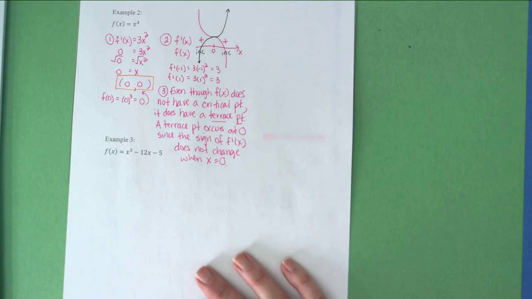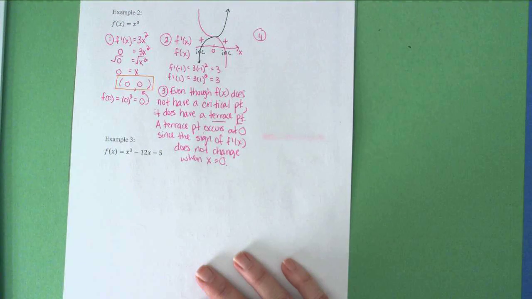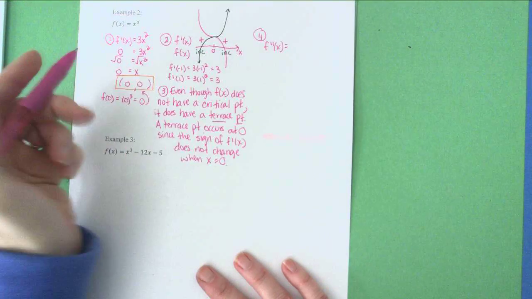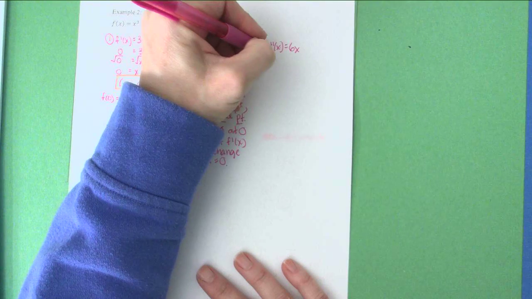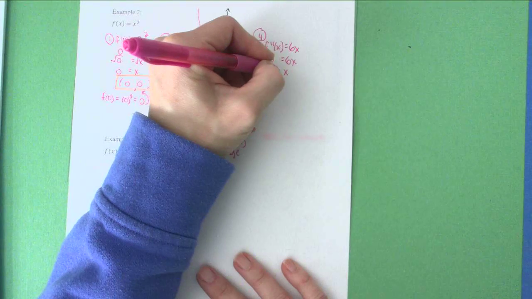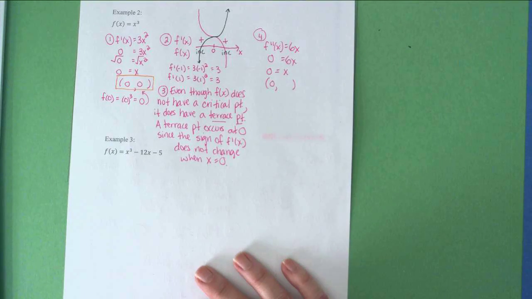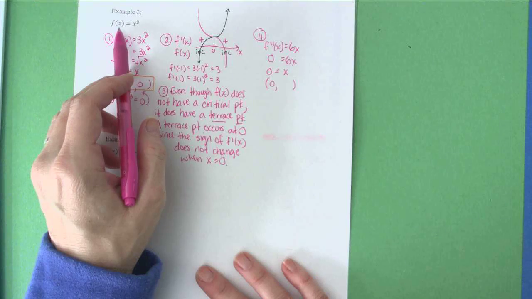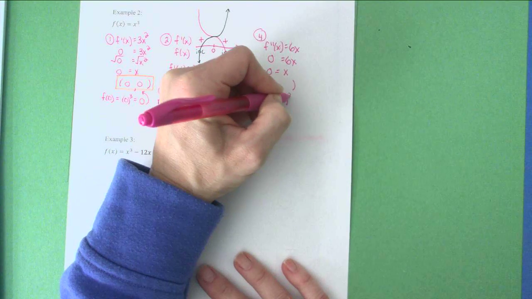Okay, on to step 4. Step 4 is to find our possible inflection point. So we're going to take the second derivative, which is going to be the derivative of f prime, which is going to be 6x. And we're going to go ahead and set that equal to 0, which will result in x equals 0. That's half of the inflection point. To get the y value, we're going to go back to the original, f of x equals x cubed, so f of 0 is going to equal 0 cubed, which is 0.